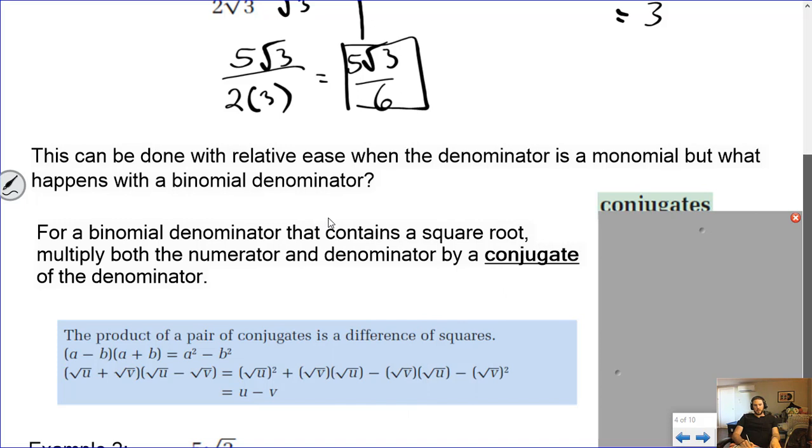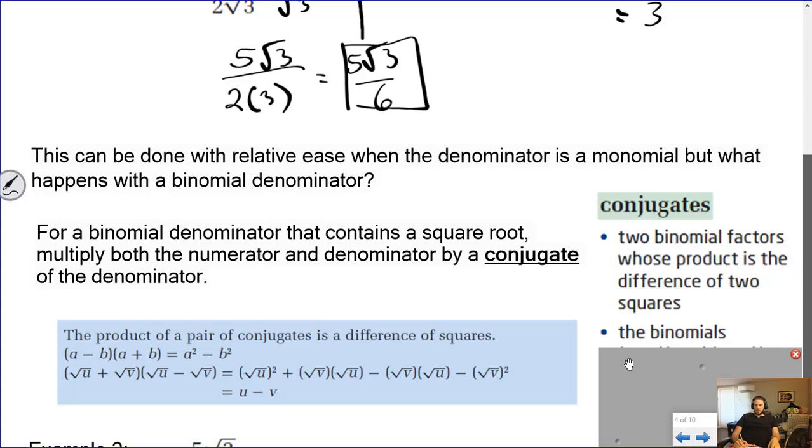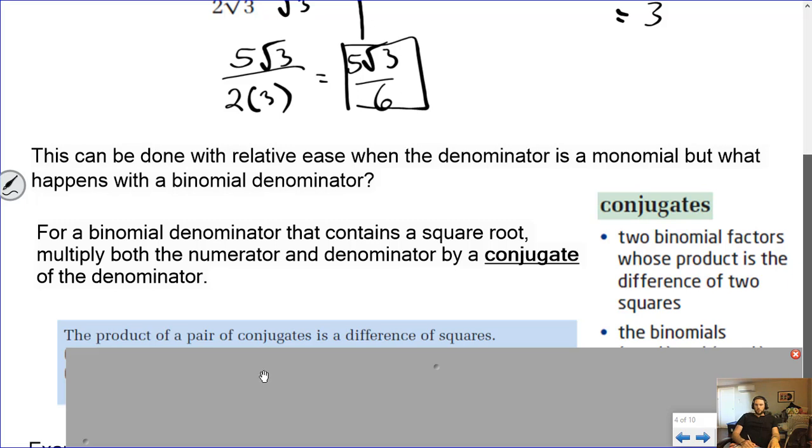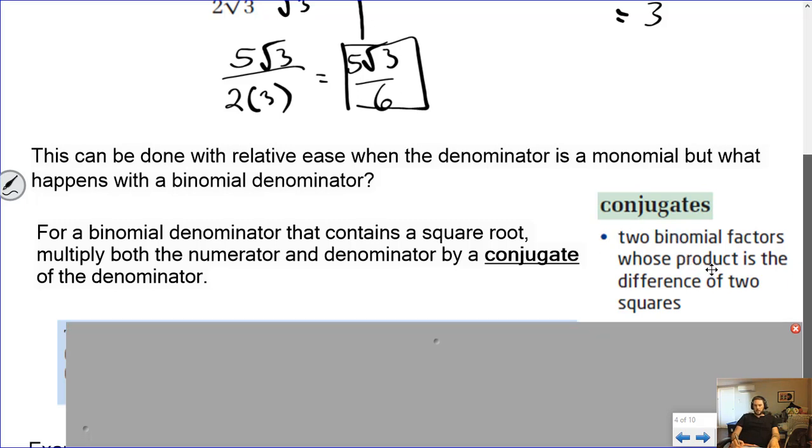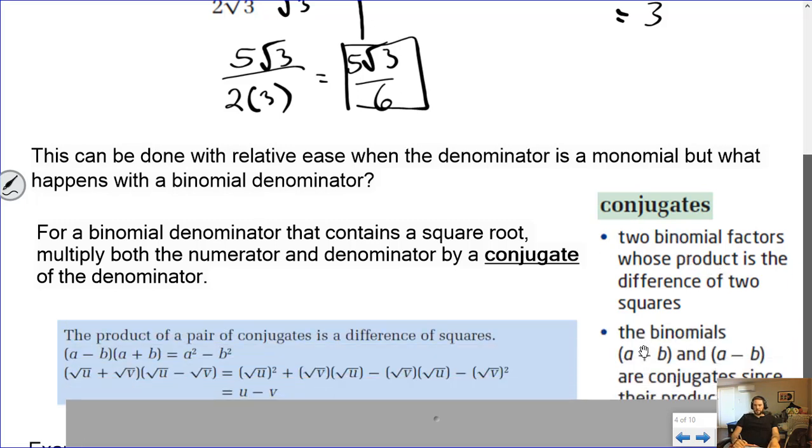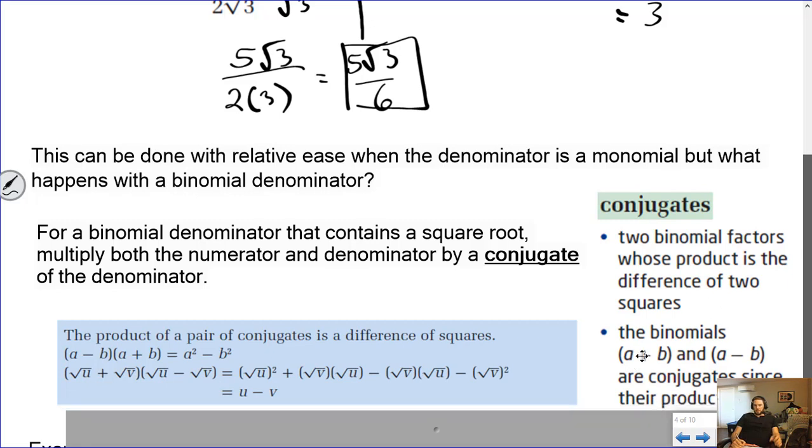So for a binomial denominator that contains a square root, multiply both the numerator and the denominator by a conjugate of the denominator. So what is a conjugate? A conjugate is two binomial factors whose product is the difference of two squares. So for example, a plus b and a minus b are considered conjugates because the difference of squares here is a squared minus b squared. So if you factored a squared minus b squared, we'd end up with these two factors, right? So we call these two things conjugates.